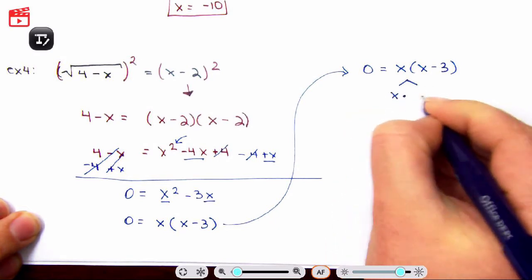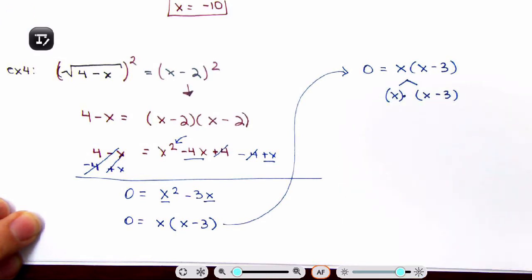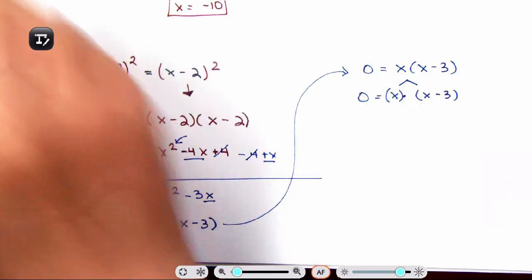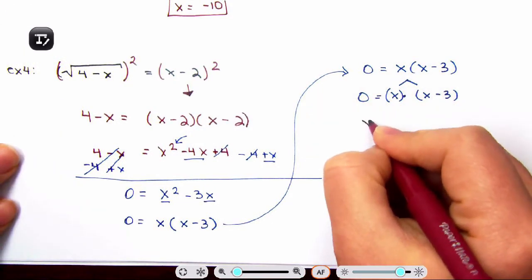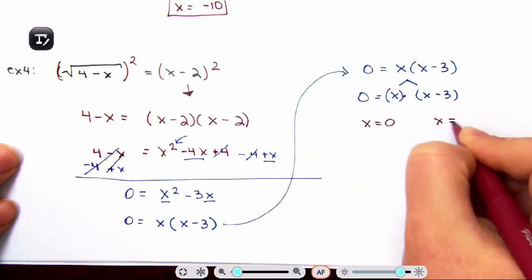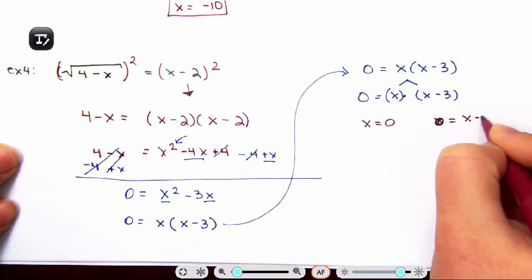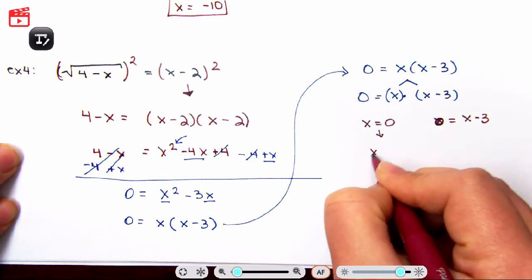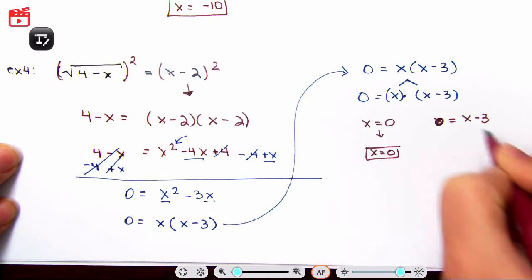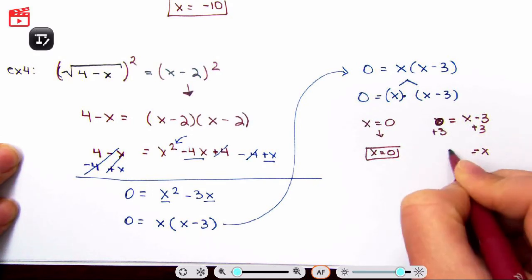How are these attached? These are attached by multiplication. Both of them are in bubbles. So again, you can ask yourself that question, what does x have to be in order for this to be 0? Or you can simply set each bubble equal to 0 and solve for the x value. In this case, x is 0. There's nothing to solve. You are done. X is equal to 0. Here, you're going to add 3 to both sides. So x is equal to positive 3.